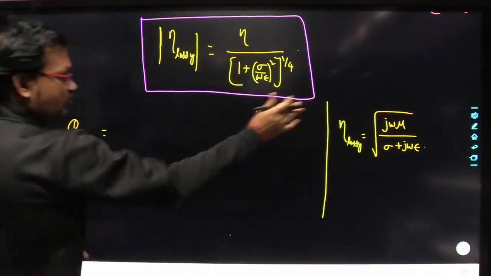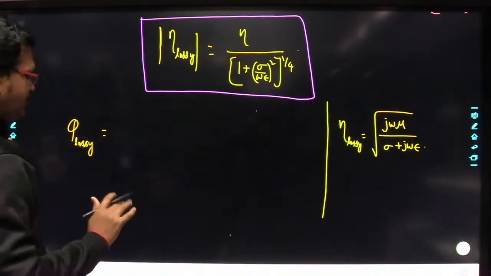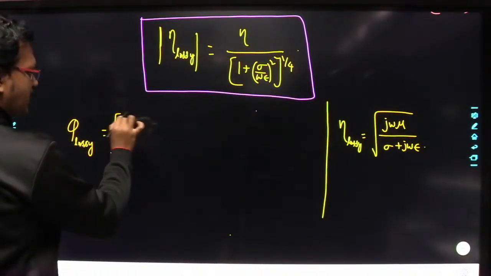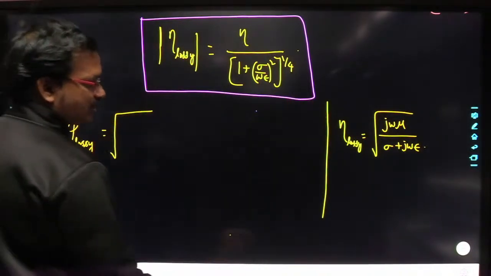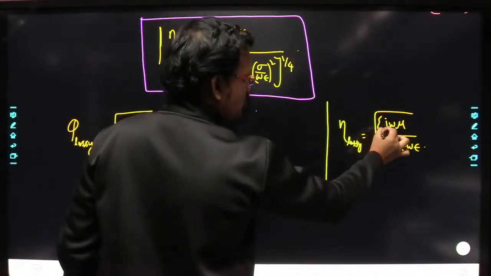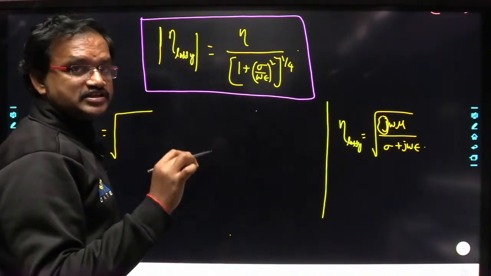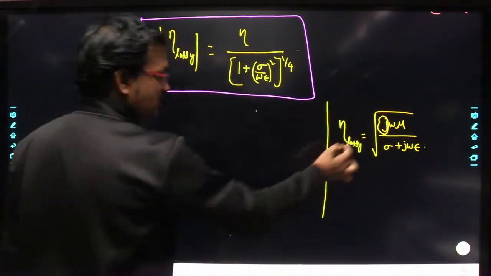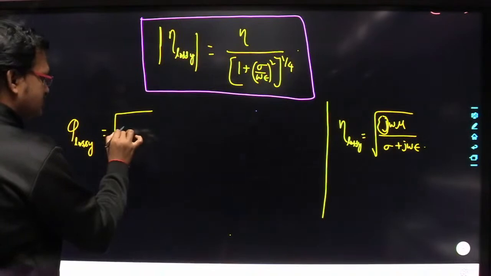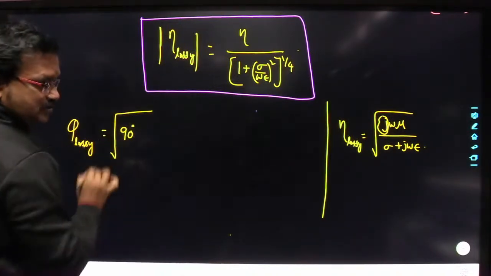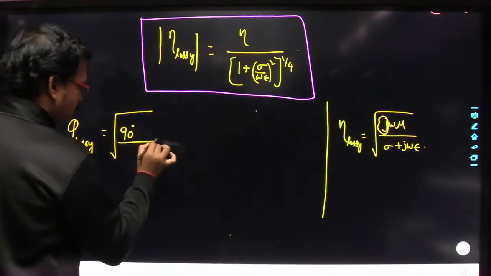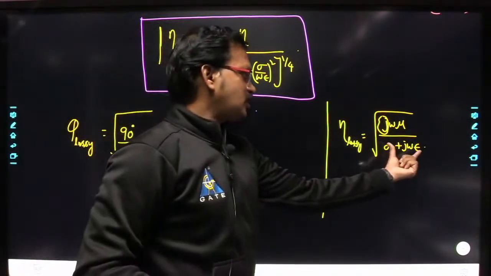So in the numerator, write down only the phase shift. Here I am taking the square root. In the numerator, what is the phase shift? j means I can write it as e power j pi by 2, which means the phase shift is nothing but 90 degrees. Yes or no? So j means 90 degrees.